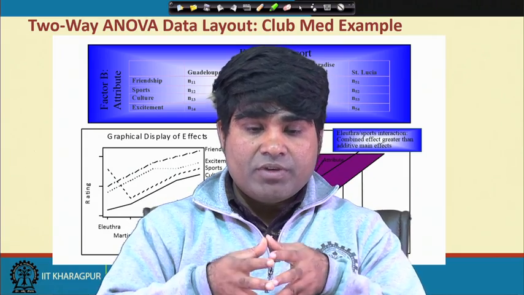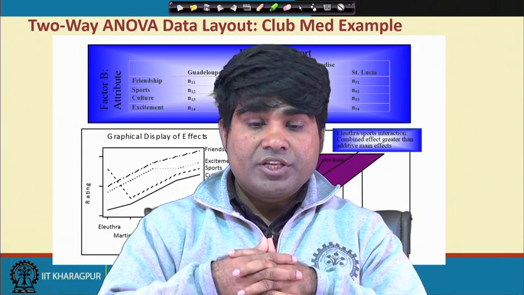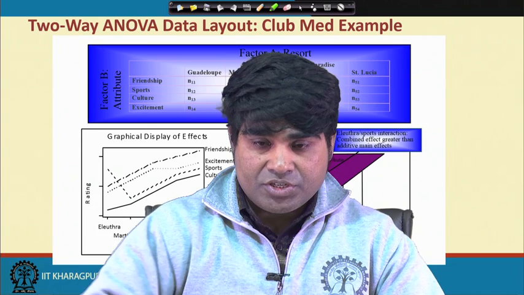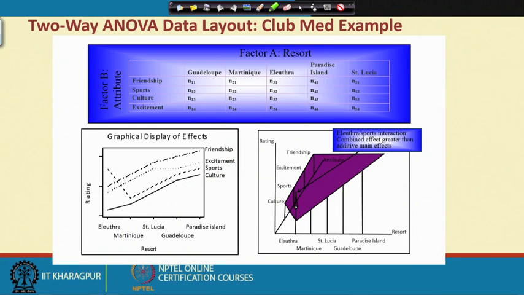And typically a two-way ANOVA problem is like this. Let us take a case: factor A is the resort, and factor B is the attributes. In this particular problem, we have 4 attributes: friendship, sports, culture and excitement, and we have 5 different resorts. We would like to check the rating of a particular hotel with respect to these 4 attributes. So, it is a kind of hotel business.